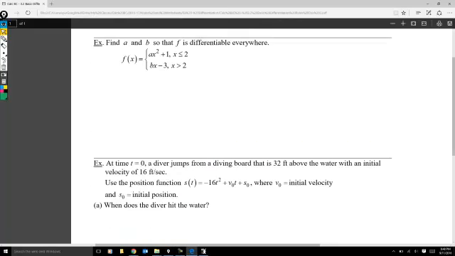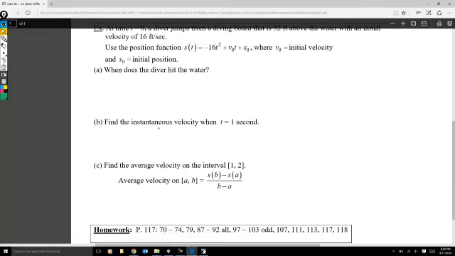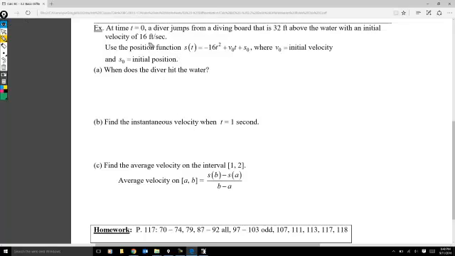Let's keep going. All right, last example, I got an application. This is a very common application. At time 0, some dude is jumping into water. And they give me a very standard physics equation right here. This is my position equation, where v naught is my initial velocity, s naught is my initial position. So if I plug in the values that they give me, I have my position equation.